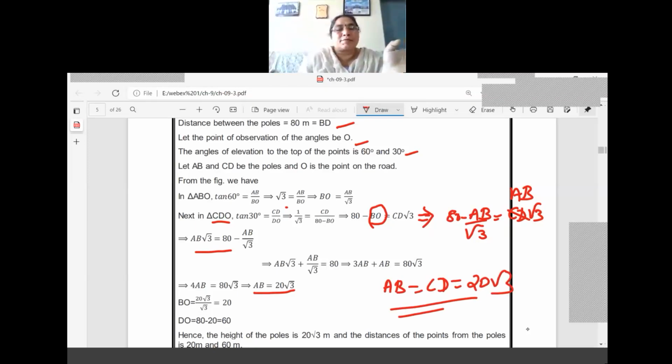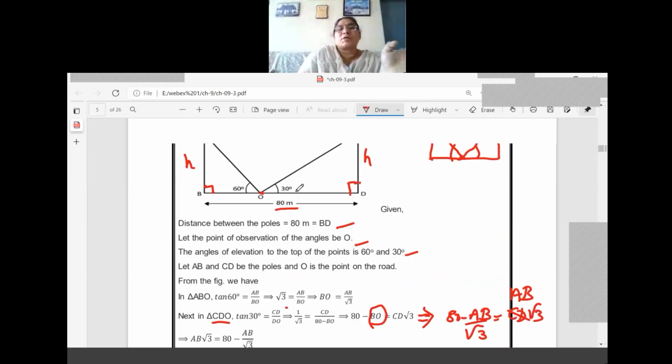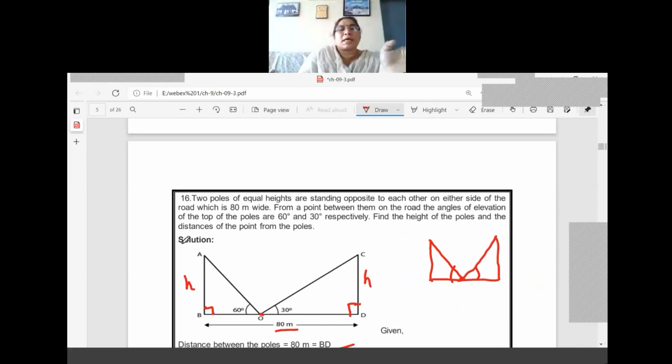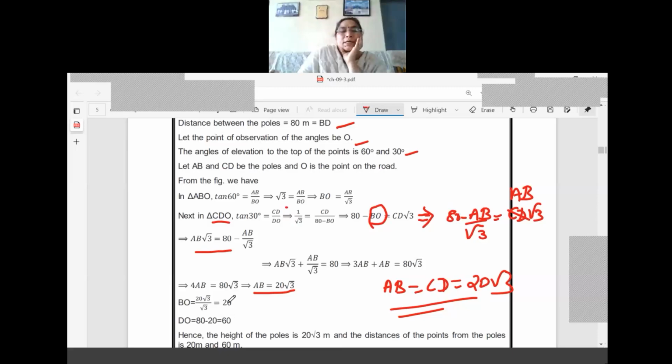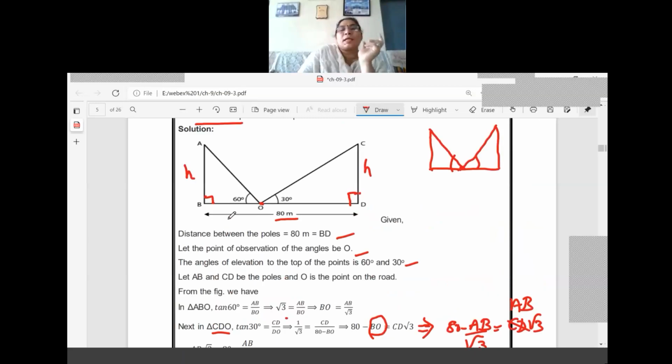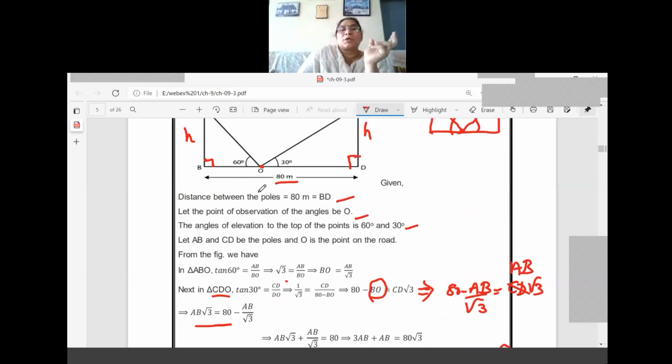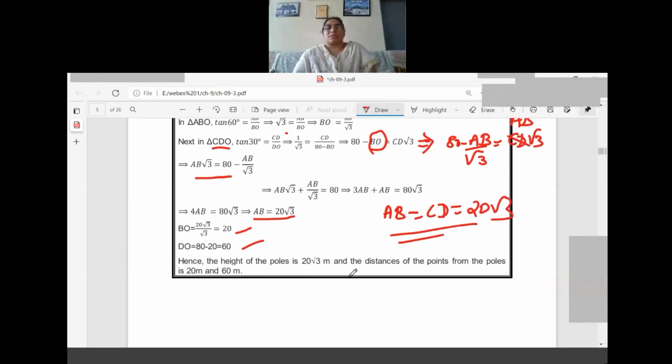Now one more is left for us: the distance of the point. The question also asks for the height of the poles and the distance of the point from the poles. So we should calculate BO and DO. BO value we already have, AB by root 3. AB is 20 root 3, so BO is 20. Now total length 80 we got, right? So here it is 20, which means the remaining length, OD, is equal to 60. So here the 80 concept also we have to use.